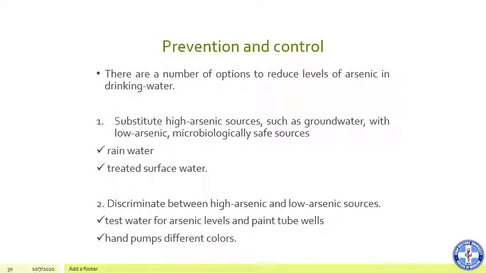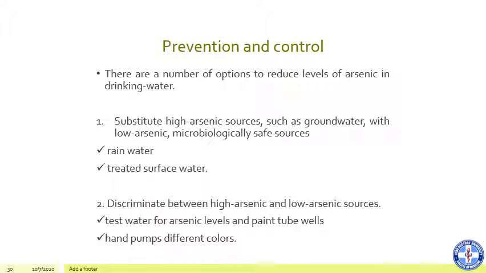Prevention and control. The most important action in affected communities is the prevention of further exposure to arsenic by the provision of safe water supply for drinking, food preparation, and irrigation of food crops. There are a number of options to reduce levels of arsenic in drinking water. Number one, substitute high arsenic sources such as groundwater with low arsenic microbiologically safe sources such as rainwater and treated surface water. Number two, discriminate between high arsenic and low arsenic sources.